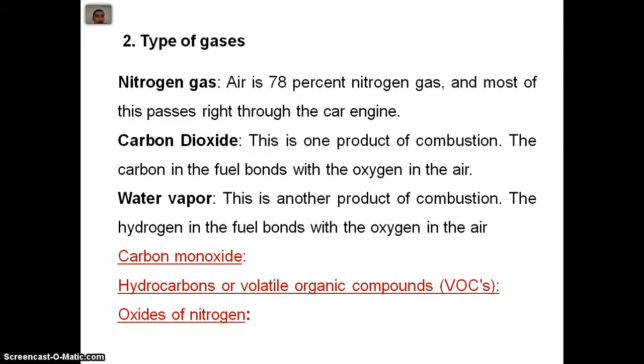So exhaust gas contains nitrogen gas, carbon dioxide, water vapor, as well as the harmful gases: carbon monoxide, hydrocarbon or volatile organic compounds, and oxides of nitrogen. The carbon monoxide, hydrocarbon and oxides of nitrogen are colorless and odorless, so they affect our breathing system, as well as contribute to the greenhouse effect, which affects the earth.